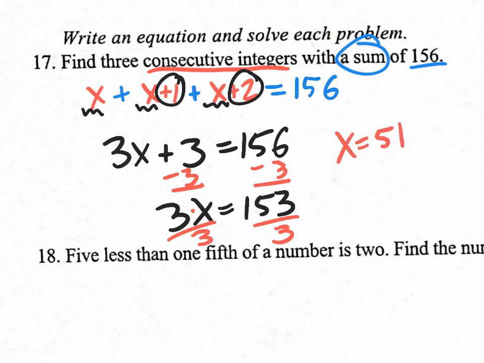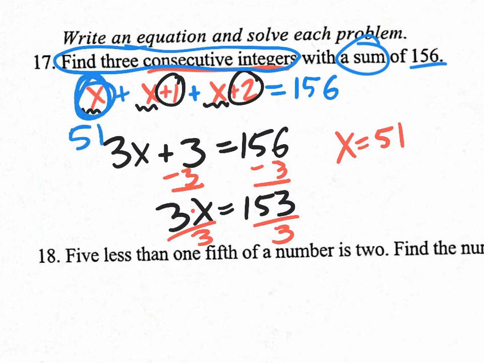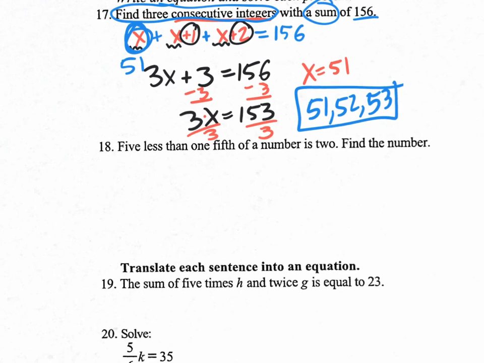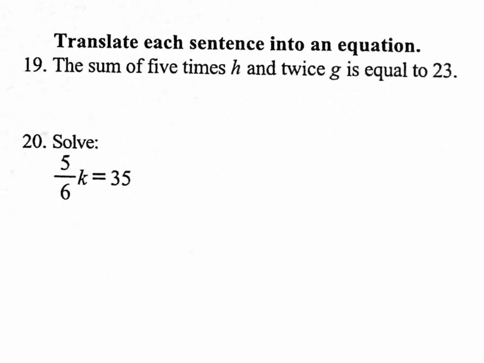X equals 51. Now, they're asking for 3 consecutive integers. So if your first one right here is 51, what are the next 2? 51, 52, and 53. So there's your actual answer. If you check the back, that's what they show, 51, 52, 53. And you could always double check it by adding them together and seeing if it actually does give you 156, which it does.